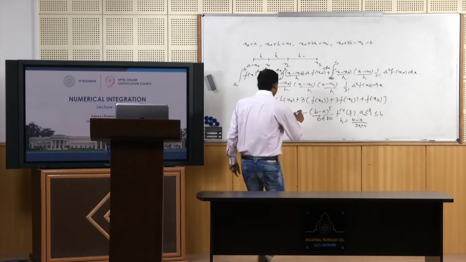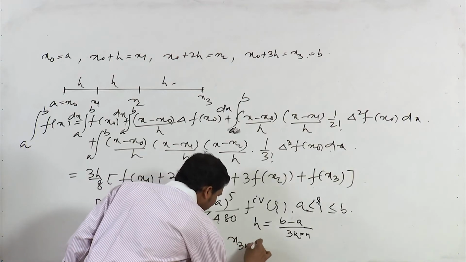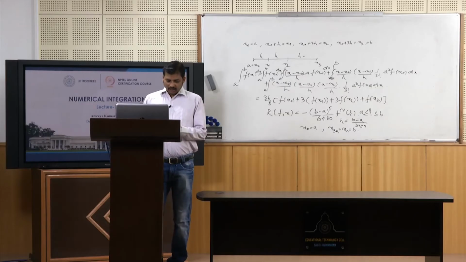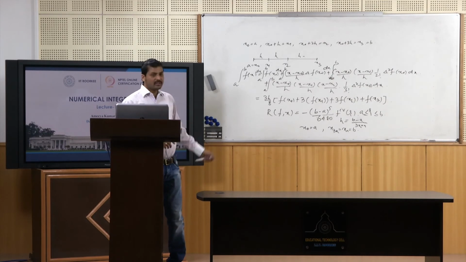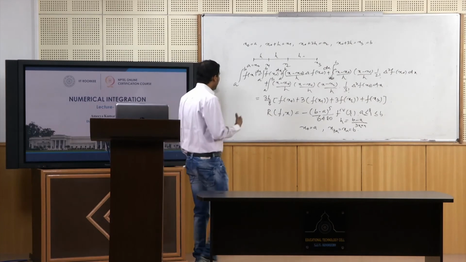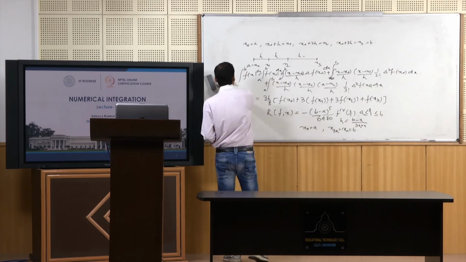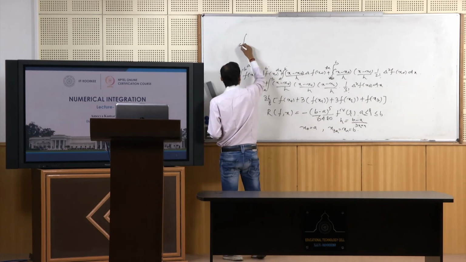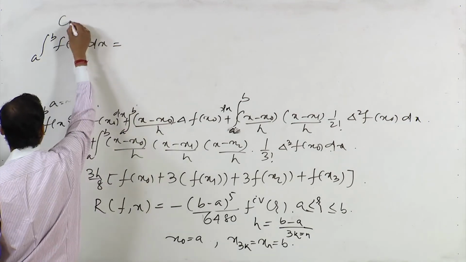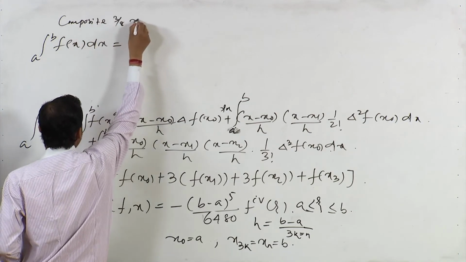So, if you write x0 equals a, then x of 3k, which can be written as xn, equals b, and usually it can be represented in the form x0 plus 3kh, the last point. And in composite form, if you write this 3 by 8 Simpson's rule, then integration a to b f of x dx equals the composite 3 by 8 rule.